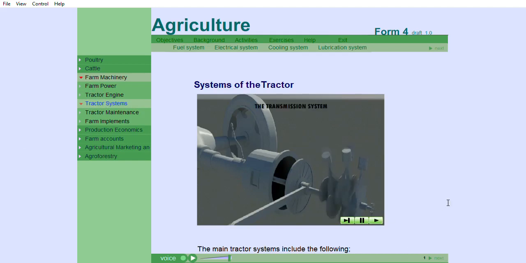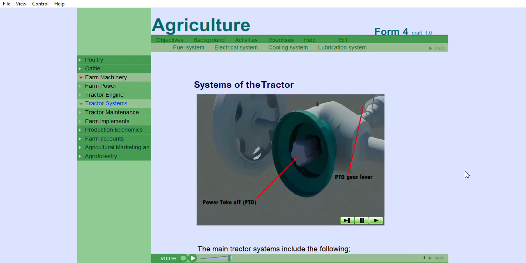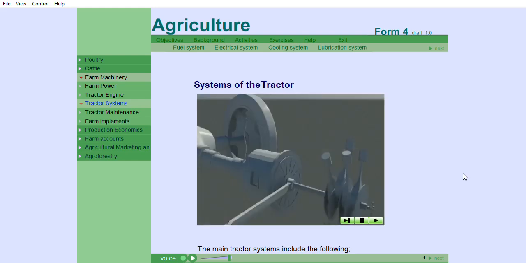The transmission system. The major function of this system is to transfer the power from the tractor engine to the drive shaft, the wheel axle, the power takeoff system, and the hydraulic system. It also provides different forward and reverse speeds for the tractor. The system is made up of the following components: the clutch, the gearbox, the differential, and the final drive.